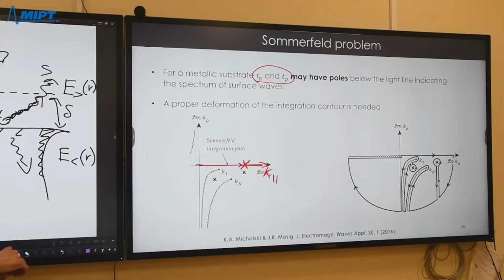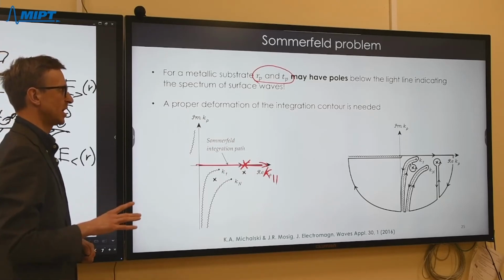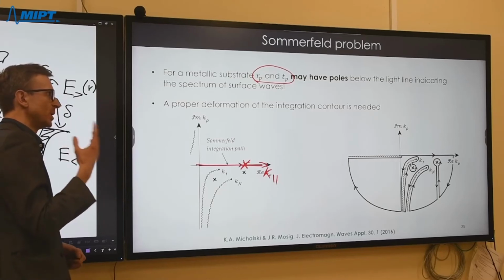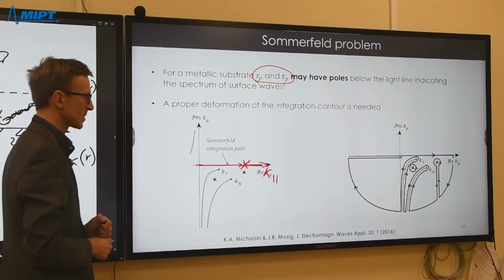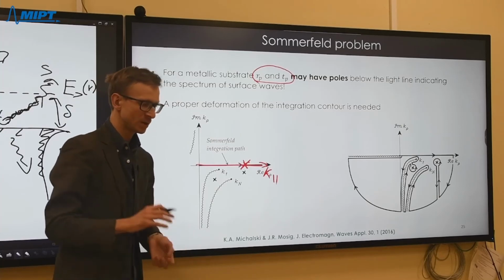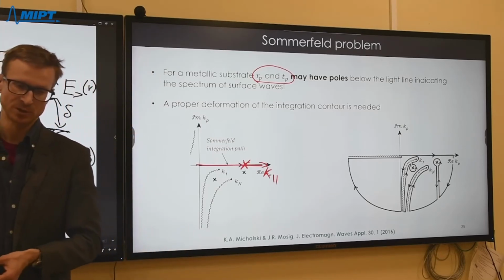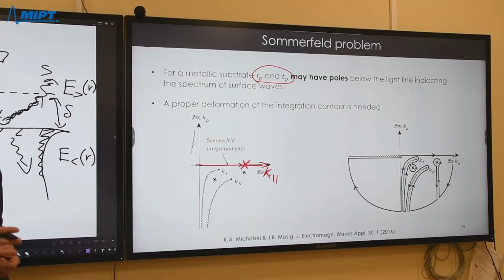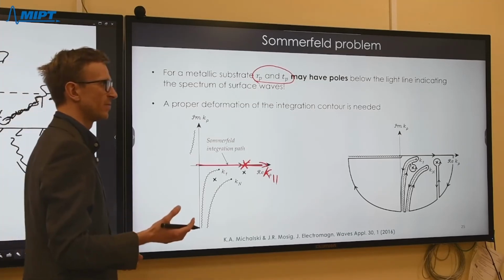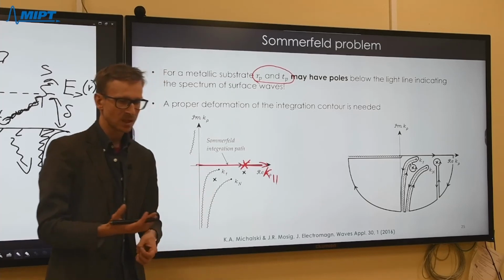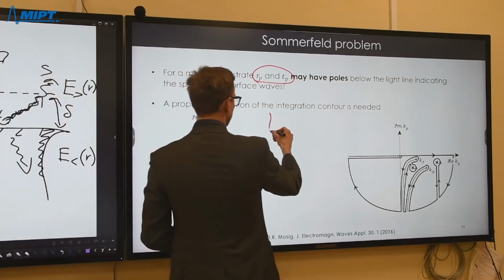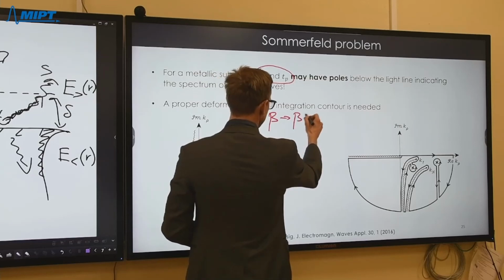And this is a very technical subject. We don't have an opportunity to go into details. I'll just try to briefly explain how this integration is done when we have a metallic substrate with potential poles of reflection coefficients. What we can do in this case is add a small dissipation to the substrate. And when we add a small dissipation to the substrate, the surface waves acquire a finite propagation constant. They decay, meaning that the propagation constant, beta, becomes complex valued.